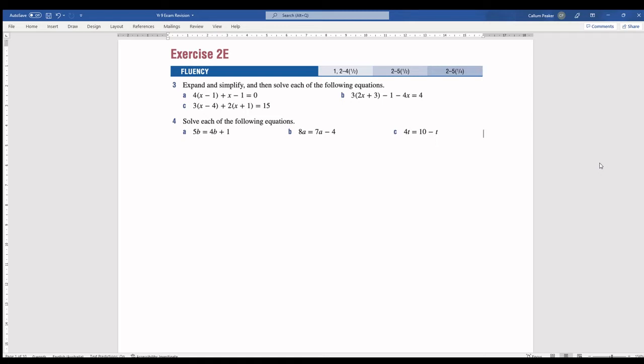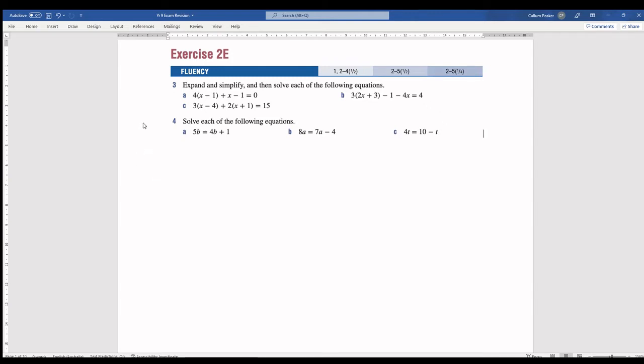Here we're looking at exercise 2e, which is equations with brackets and pronumerals on both sides. So we'll start off here with question 3a. I'll do A and C from this question. This question asks us to expand and simplify, then solve each of the following equations.